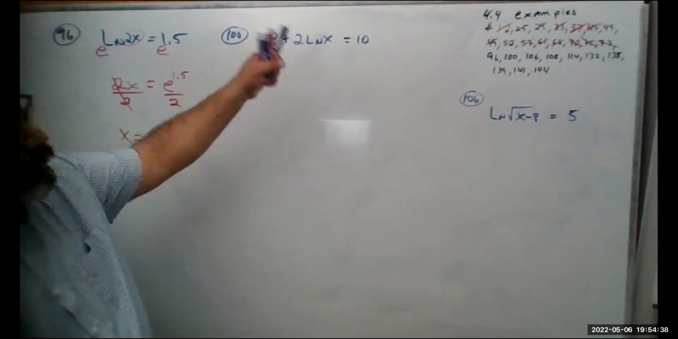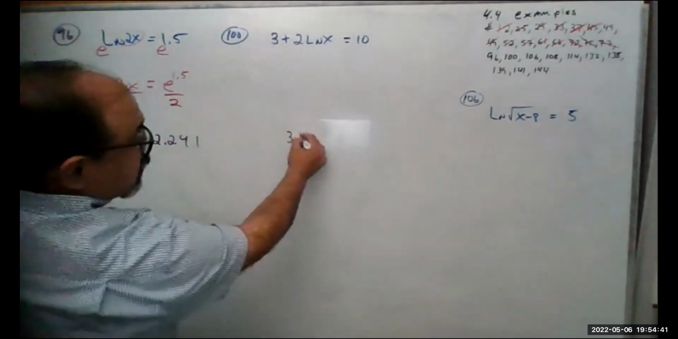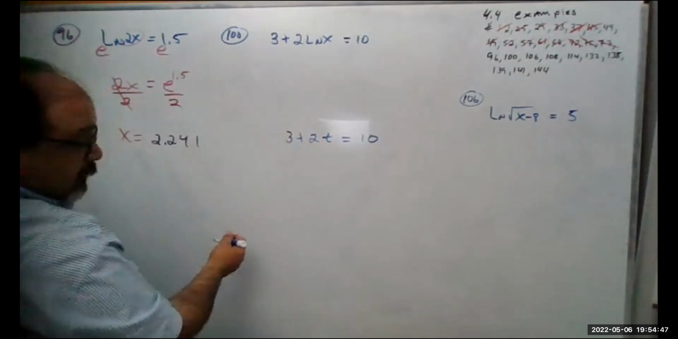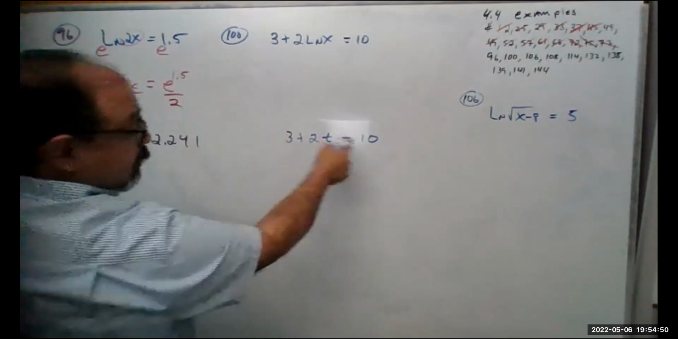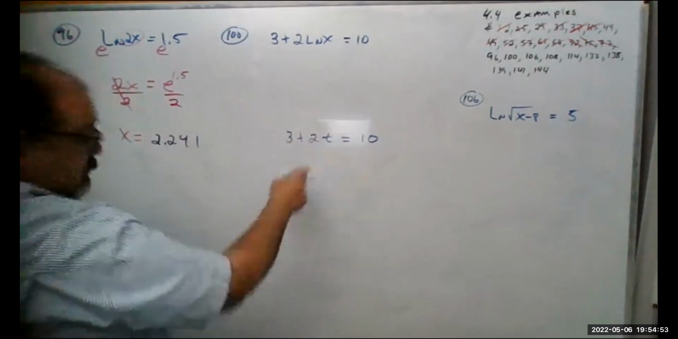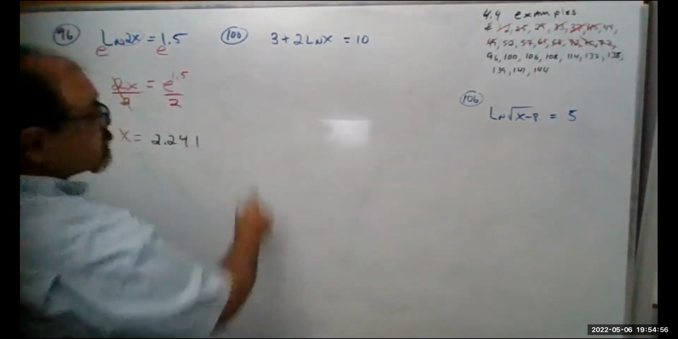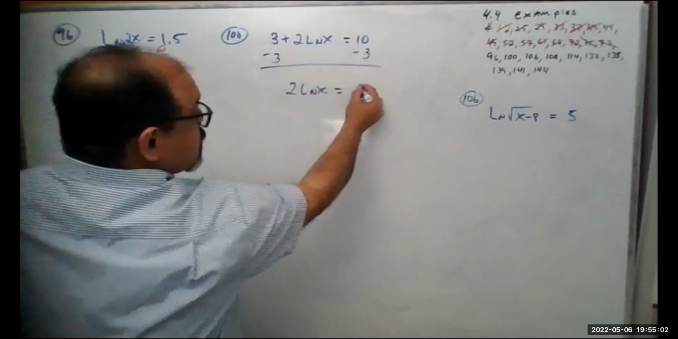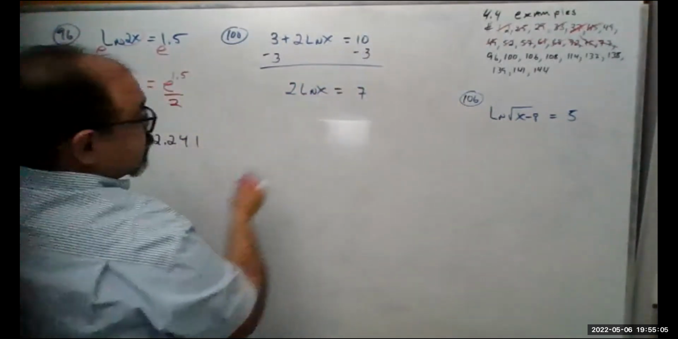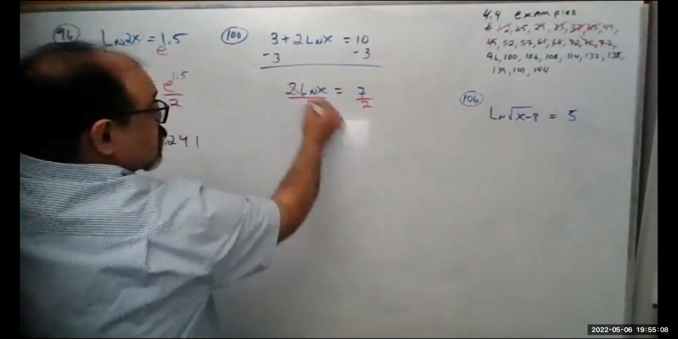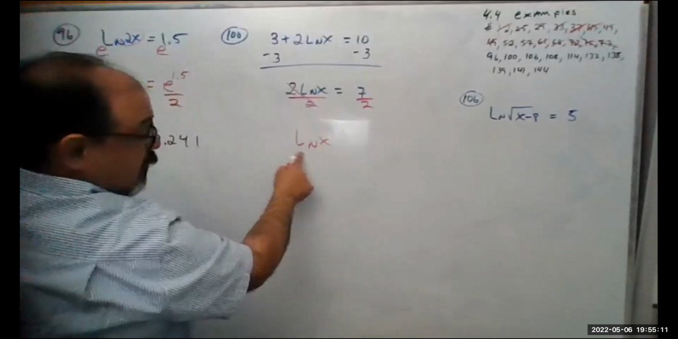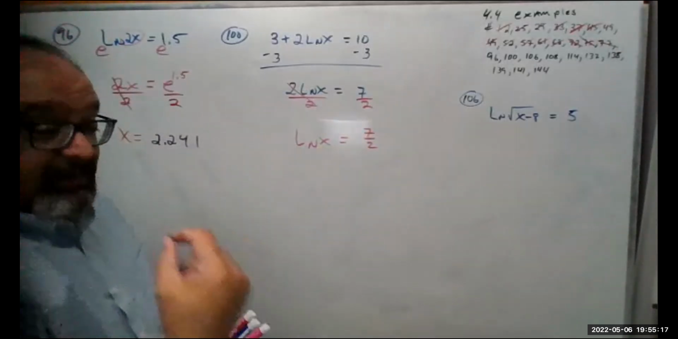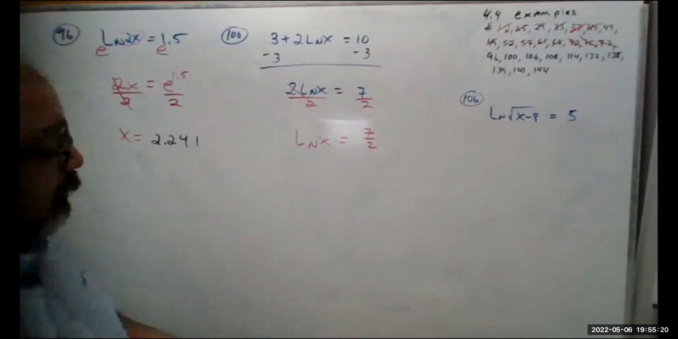If you were trying to solve 3 plus 2 times t equals 10, to get t by itself, you subtract 3, then divide by 2. Same process. To solve for x, subtract 3. 2 times the natural log of x is equal to 7. Then divide both sides by 2. So the natural log of x is equal to 7 over 2, or 3.5. It's an exact decimal, so you wouldn't worry about rounding.